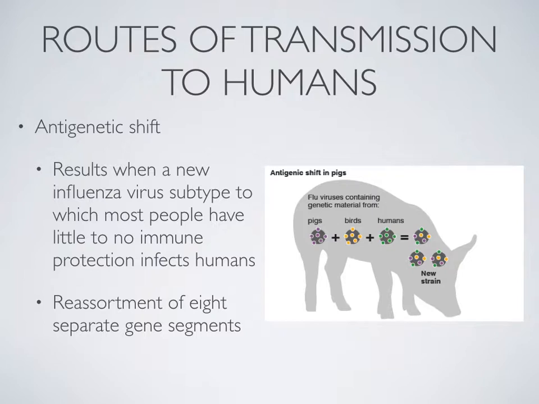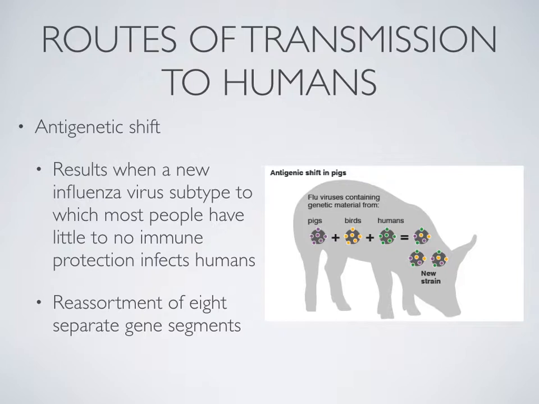Avian influenza can be transmitted from animals to humans through antigenic shift. Antigenic shift results when a new influenza A virus subtype, to which most people have little or no immune protection, infects humans. If this new influenza A virus causes illness in people and is transmitted easily from person to person in a sustained manner, an influenza pandemic can occur.